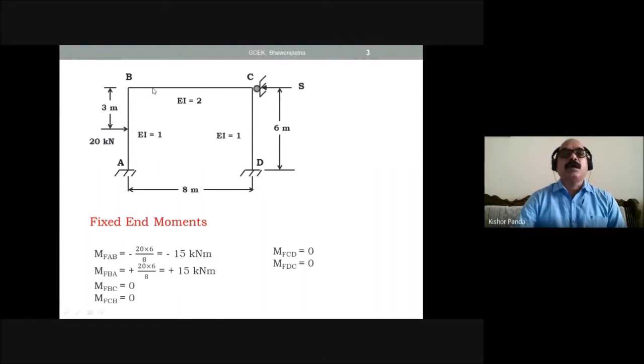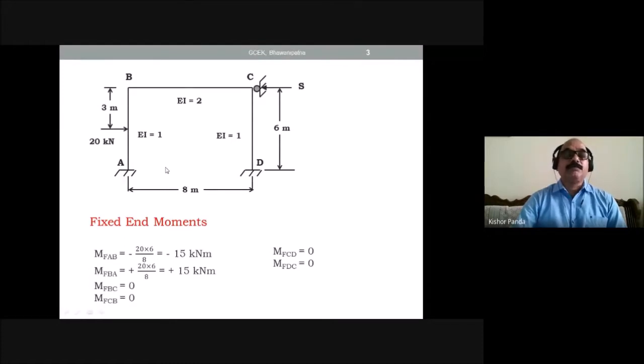Then come to the horizontal member BC. Here there is no load. So what is the fixed end moment here and here? MFBC and MFCB are equal to 0. Then in vertical member CD there is also no loading. So MFCD is 0 and MFDC is also 0, because there is no load. So the fixed end moments at the ends of these members are 0, and due to the loading only you get the fixed end moments minus 15 and plus 15 in member AB. So this is all about the fixed end moments.